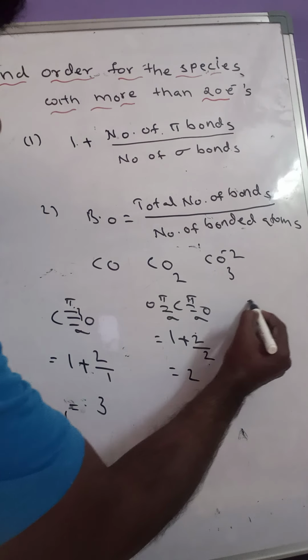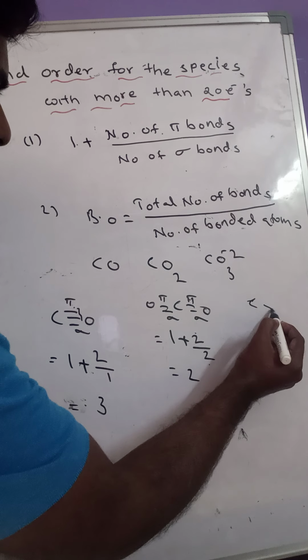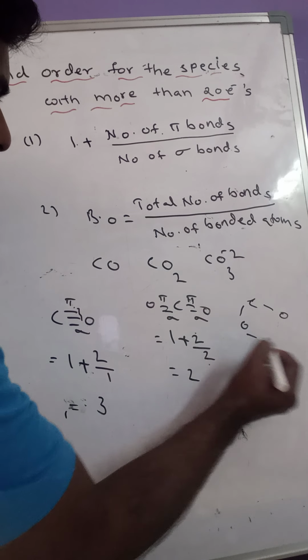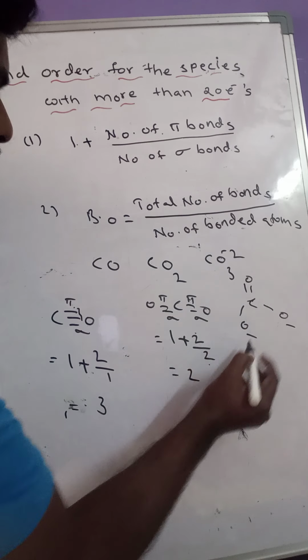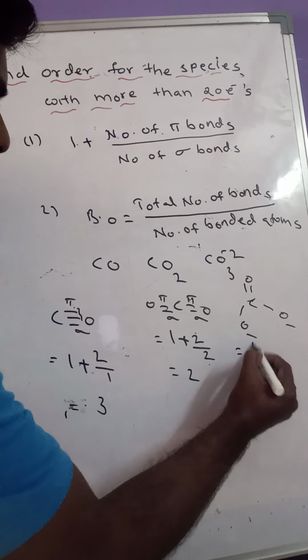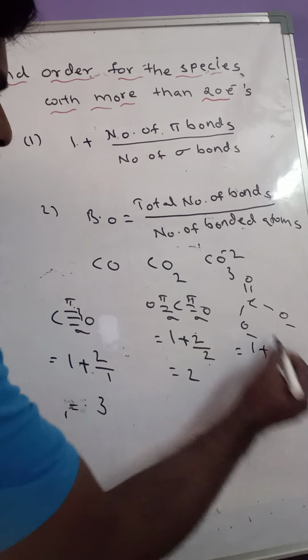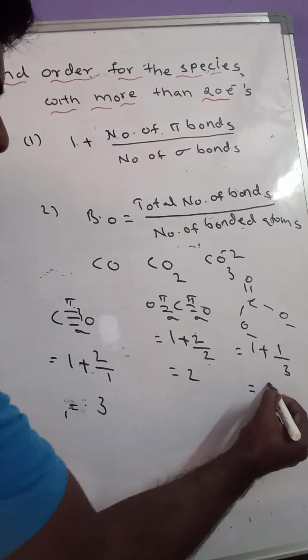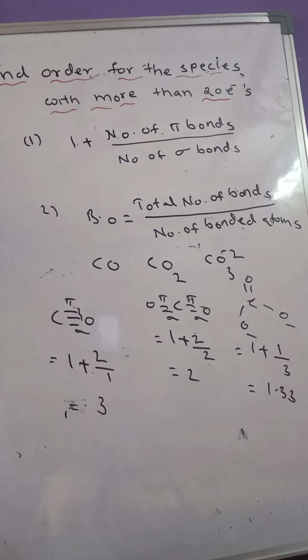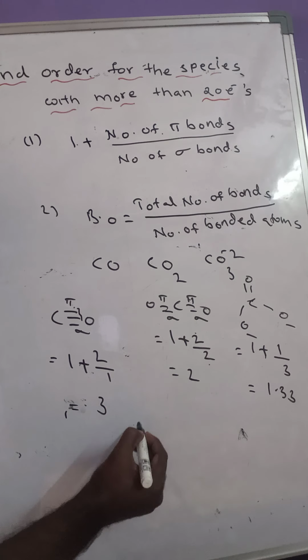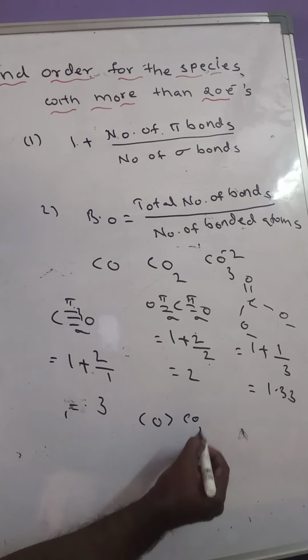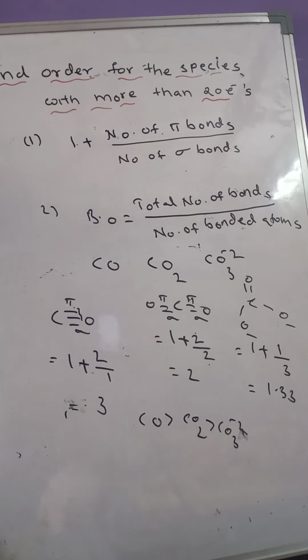Now come to CO3 2-. Already we discussed this earlier. CO3 2-, here minus, minus, and a double bond O. So now the bond order equals 1 plus number of pi bonds 1 by number of sigma bonds 3. So you get 1.33. In descending order, you can write the bond order: CO is greater than CO2, greater than CO3 2-. So like this, you can calculate bond order for molecules or any species having more than 20 electrons.